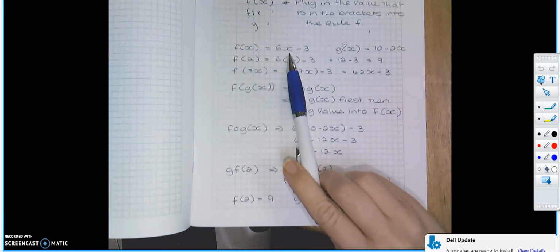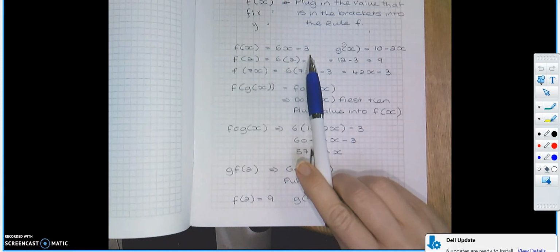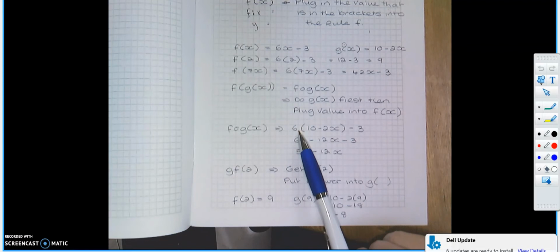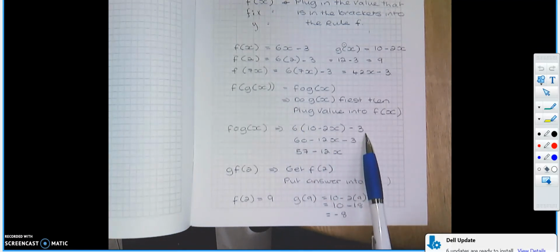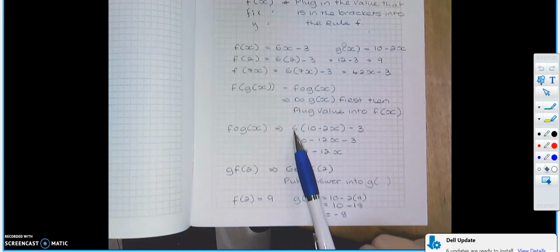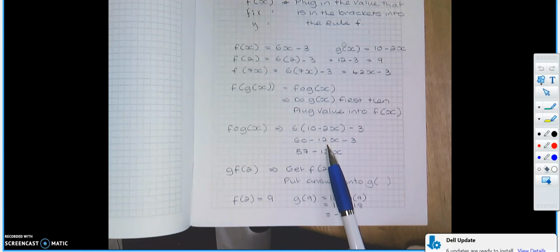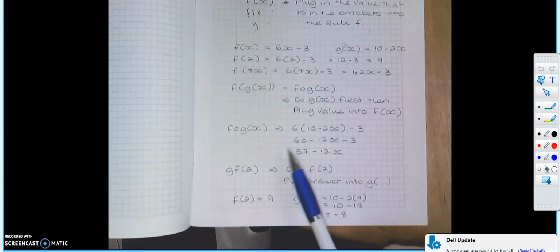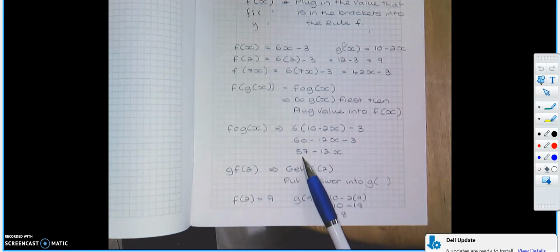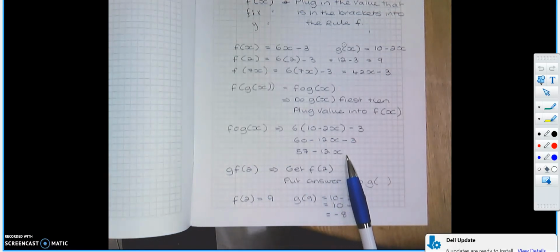So this is our f of x rule. We have 6x minus 3, so we're going to plug the g of x in instead of the x. So when we do that, we get 6 bracket 10 minus 2x minus 3. Multiply it out. Your 6 by 10 gives you 60. Your 6 by minus 2 gives you minus 12x. Minus your 3, and then you tidy it up. So your answer for f after g of x will be 57 minus 12x.